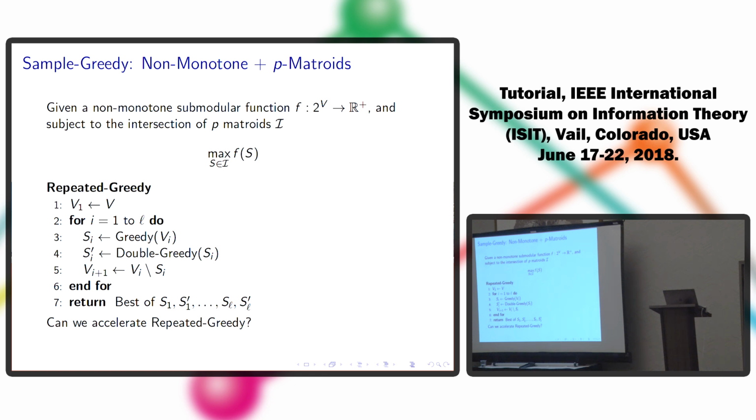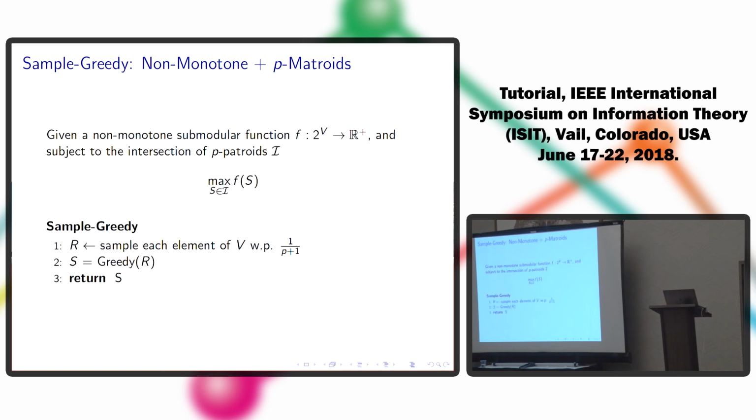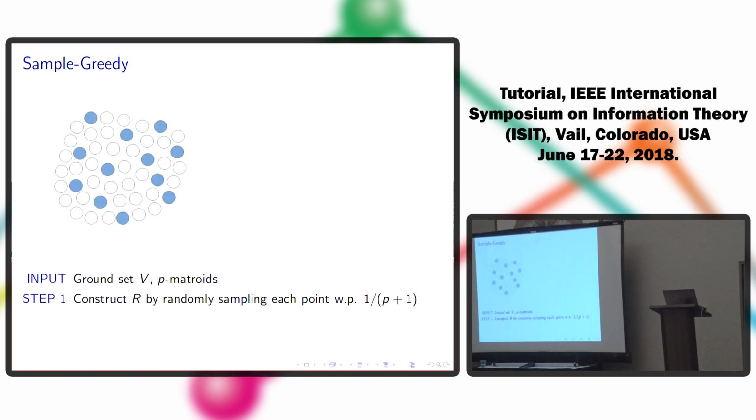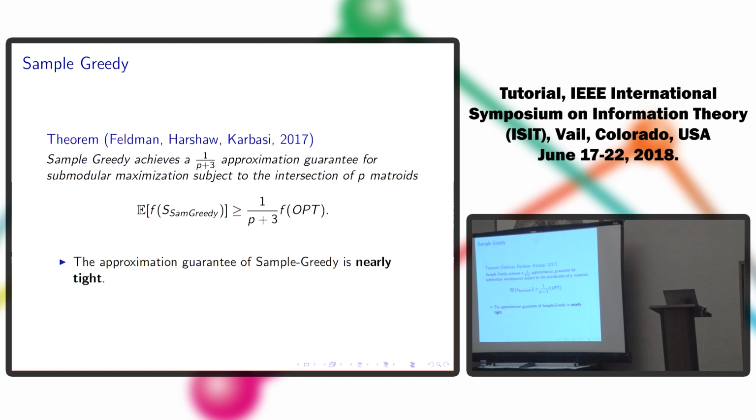So remember, we had this repeated greedy algorithm, right? For the p-matroid, we had to run the greedy, remove the solution, run the greedy again, remove the solution, etc. Now we can use basically the same idea. So what we are going to do is very simple. We're going to subsample with probability 1 over p plus 1 and run greedy once. Okay, so subsample the elements, run greedy on those elements, and then in expectation, it's going to give us something very, very good.